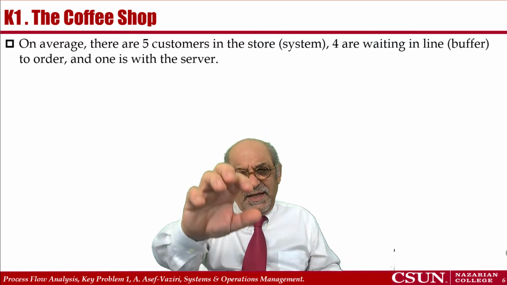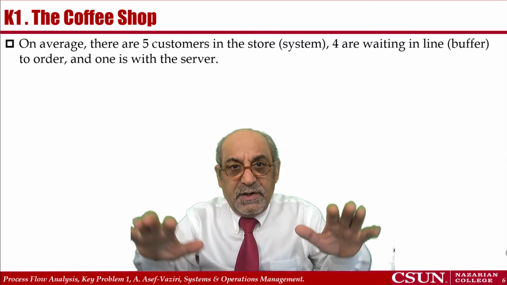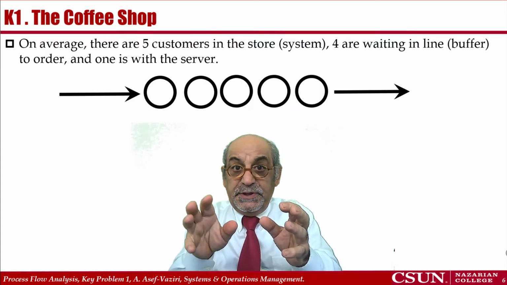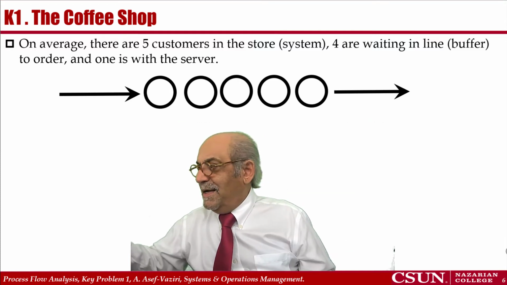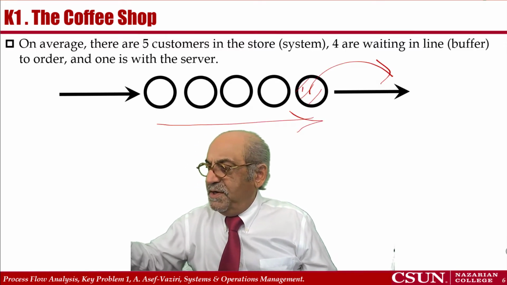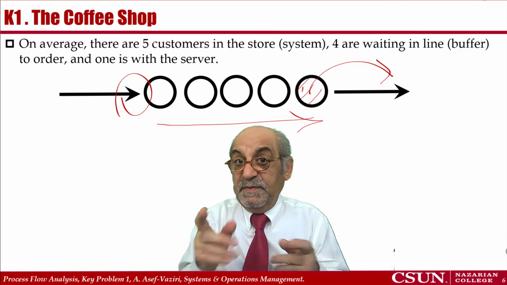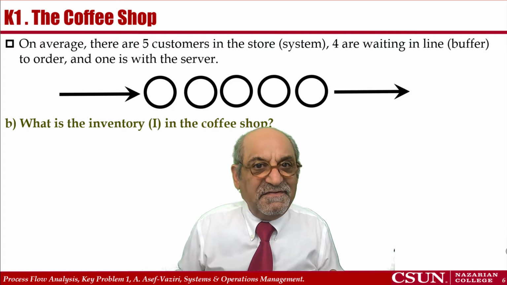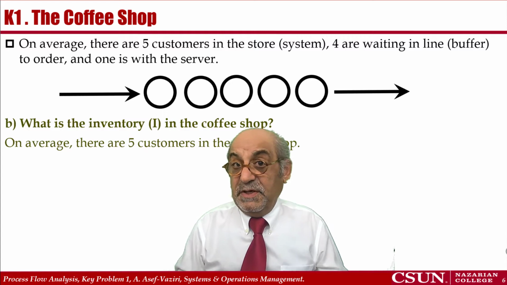You may imagine that we are in an airplane far above, and then we look at the general patterns in a stable system. So throughput is 1 per minute, and 5 people on average are there. As soon as 1 person leaves, these people come forward and another person will come in, and on average, always 5 people are there. What is inventory? Inventory is 5. On average, 5 customers are in the coffee shop.